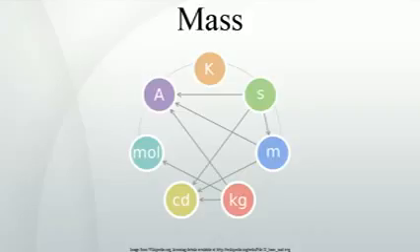Restated in mathematical terms, on the surface of the Earth, the weight W of an object is related to its mass m by W equals mg, where g equals 9.80665 meters per second squared is the Earth's gravitational field, expressed as the acceleration experienced by a free-falling object.